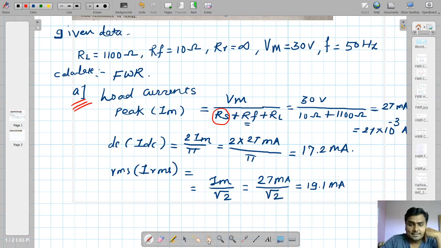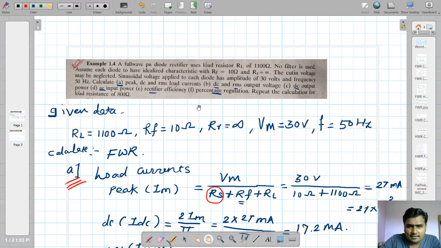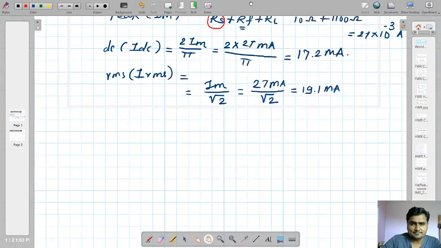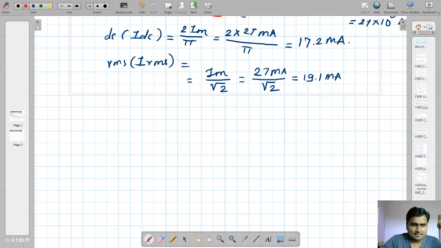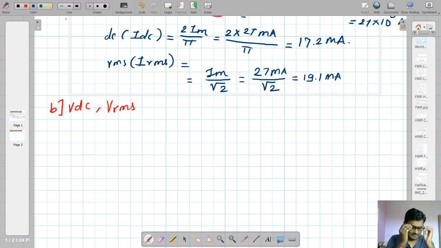Now what is B? In number B, they want DC and RMS output voltage. If I write it is B, then in B they want DC and RMS output voltage. It means they want VDC and they want VRMS. So let us calculate VDC. What is the equation for VDC?